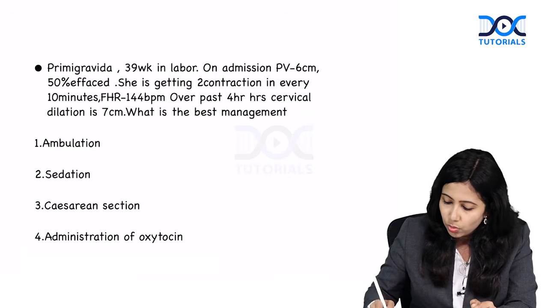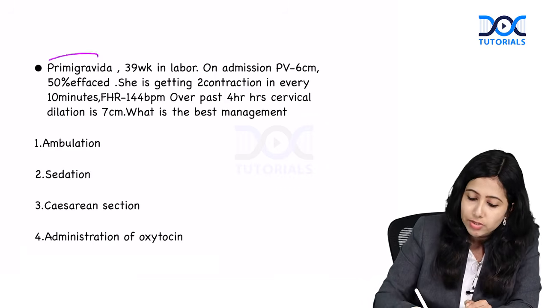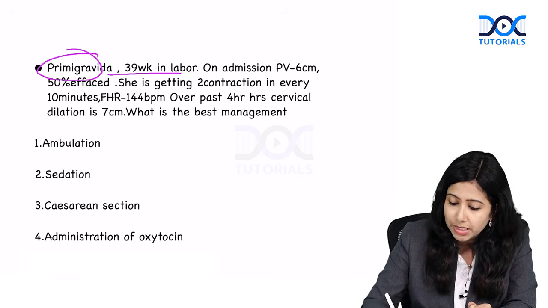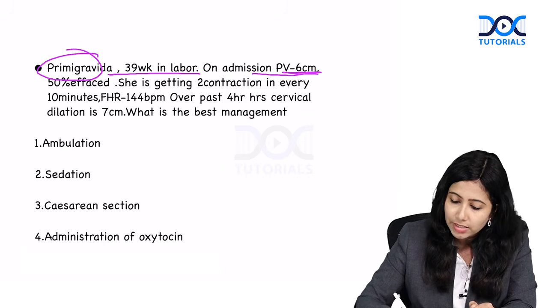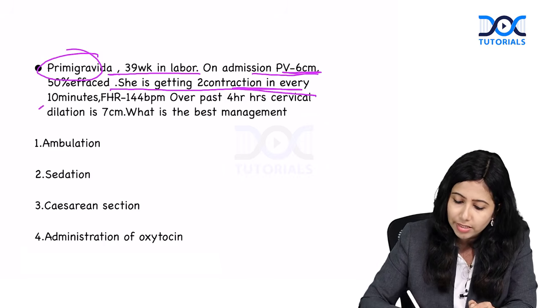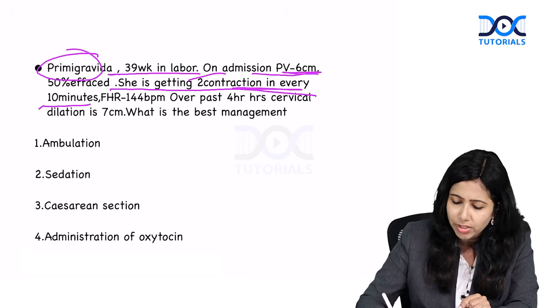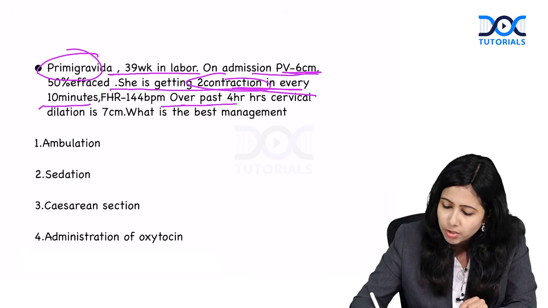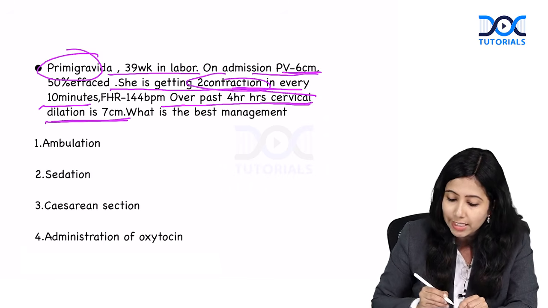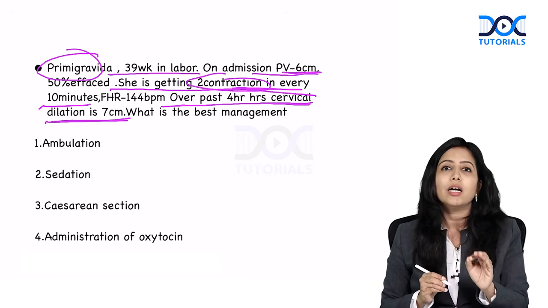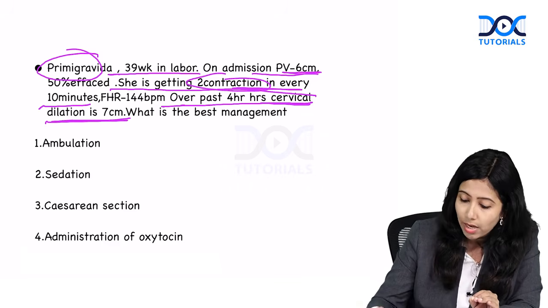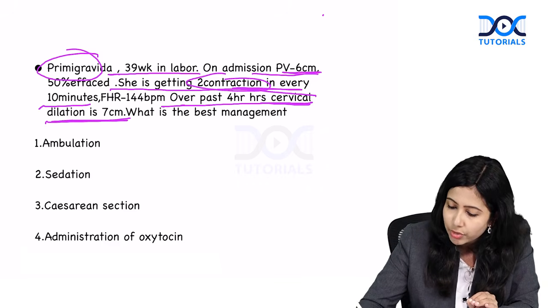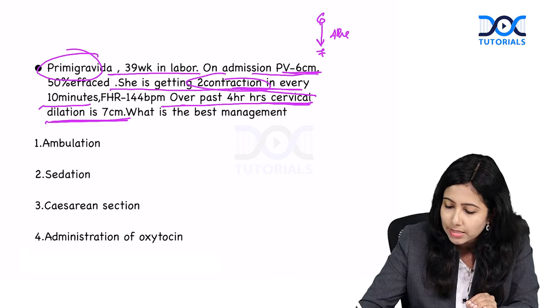Alright. If you see here, the question gives a primigravida who is 39 weeks in labor, and on admission her PV is already 6 centimeter. She is getting only 2 contractions in every 10 minutes. Over the past 4 hours, her cervical dilation is only 7 centimeter. That is, she has been 6 centimeter, and over the past 4 hours it has now become 7 centimeter.